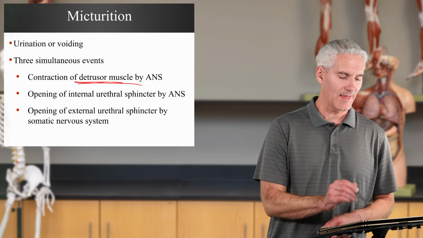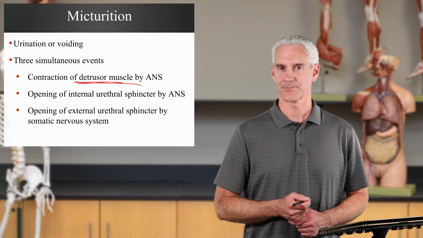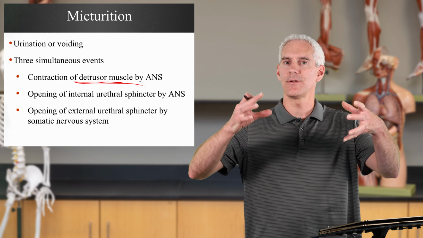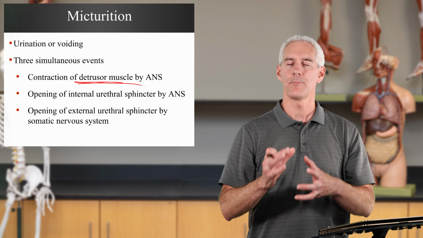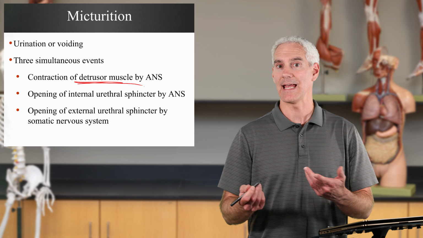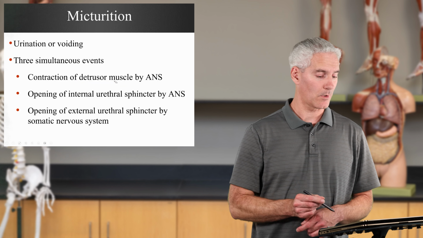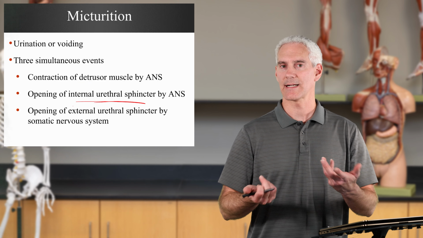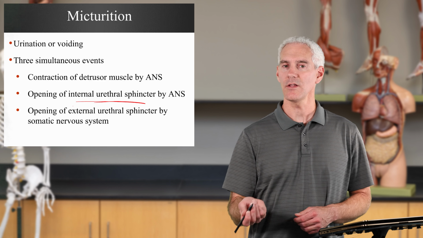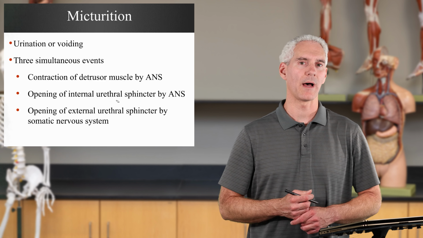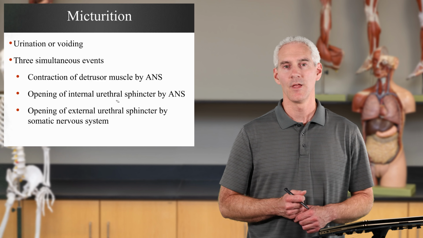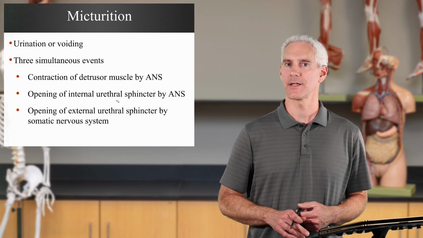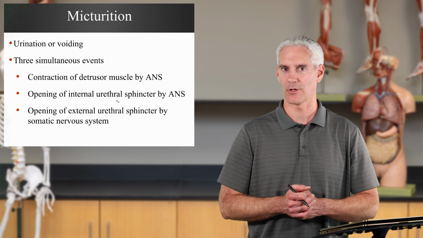First off, that detrusor muscle has to contract. Remember, that was made up of smooth muscle around the urinary bladder. So you have to contract the urinary bladder by the autonomic nervous system, the ANS. Second one, internal urethral sphincter has to open. So you have to contract that internal sphincter. That's also involuntary, and it's also by the autonomic nervous system. So both the detrusor muscle and the internal sphincter are both autonomic nervous system controlled, involuntary control.